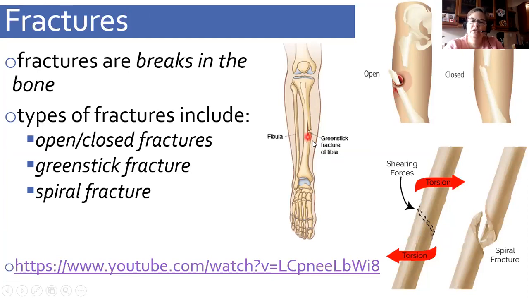A green stick fracture is usually like bending a young branch off of a tree. If you bend an old branch, it'll crack in half and you'll have two pieces. If you bend a young branch, you can actually see the green in the middle, and it sort of bends and kind of tears. This is a young bone fracture, so a younger kid would have this type of fracture.